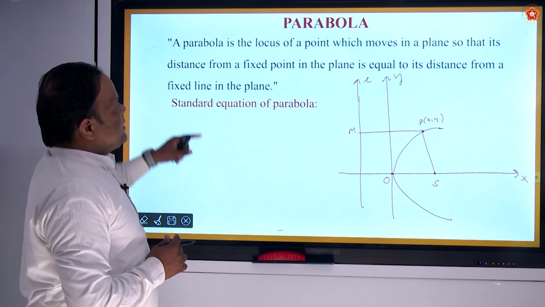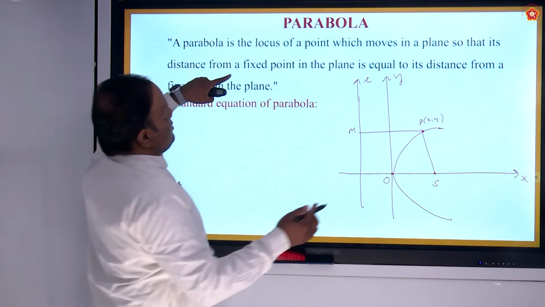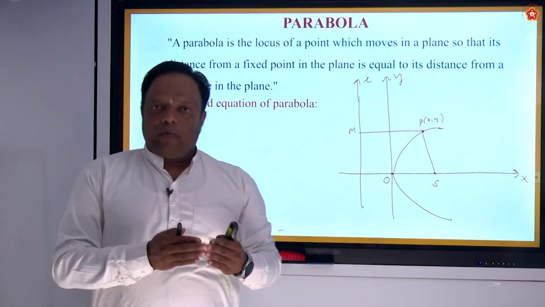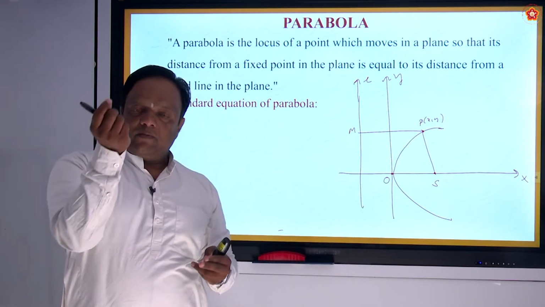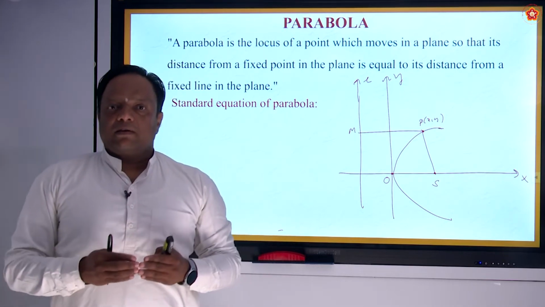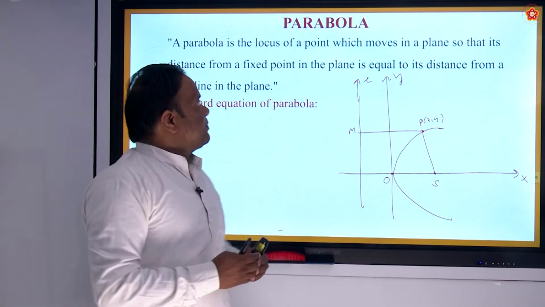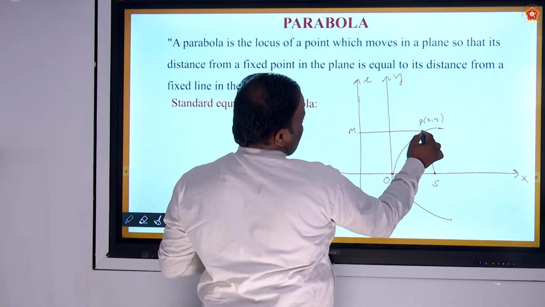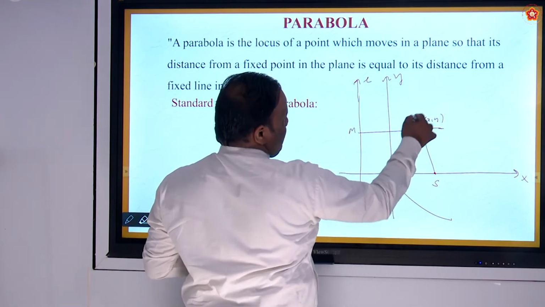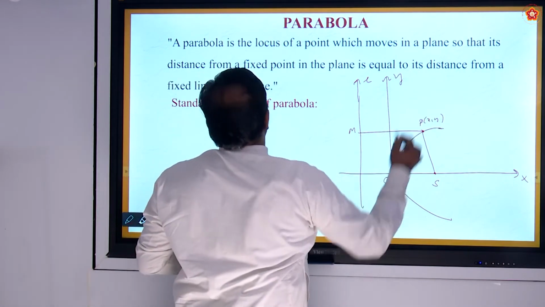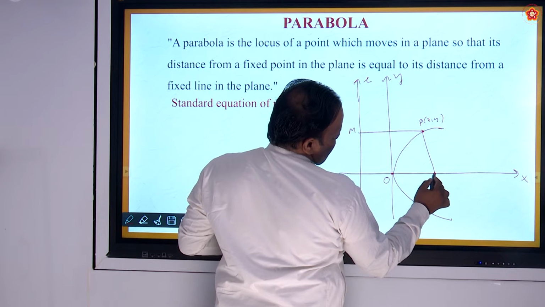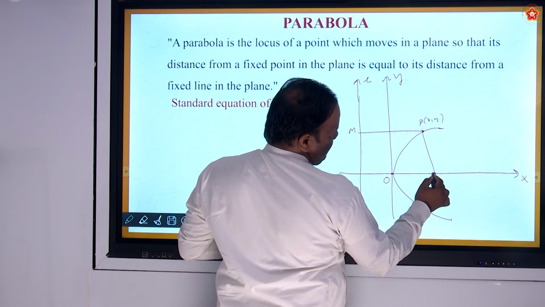So, come to the definition. A parabola is the locus of a point. What is the meaning of locus? Locus is nothing but a group of points that satisfy some geometrical conditions. That is called locus of a point. It is a locus of a point which moves, meaning you have to consider P as a locus of point. This point P moves in a plane so that distance from the fixed point, S is the fixed point. This is called focus. The fixed point is called focus.